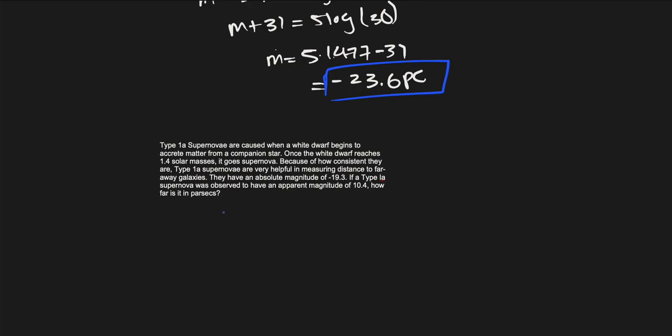If a type 1a supernova was observed to have an apparent magnitude of 10.4, how far away is it in parsecs? So basically, the top few parts don't really matter to us, and the only parts that matter are the absolute magnitude, the apparent magnitude, and what it's asking for. But it's important to know that they're standard candles and have a fixed absolute magnitude of about negative 19.3. So we can just plug the information we know into the distance modulus.